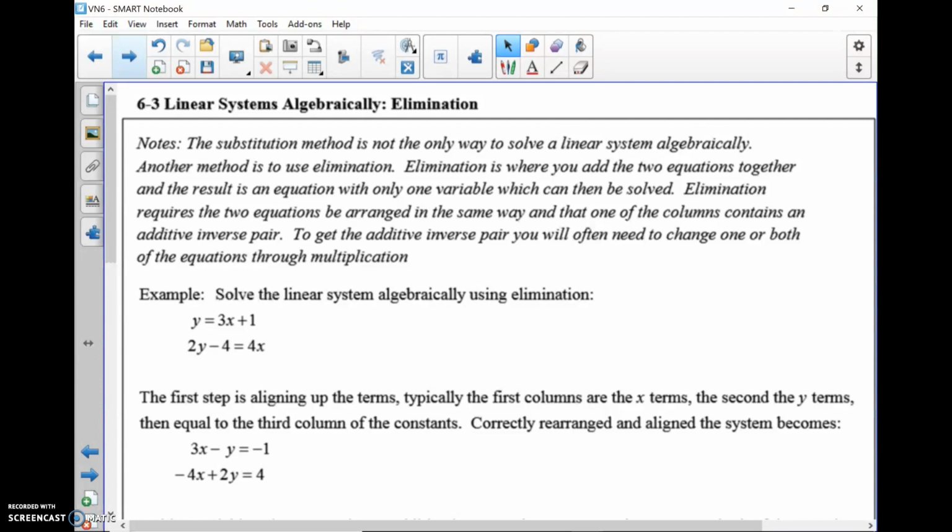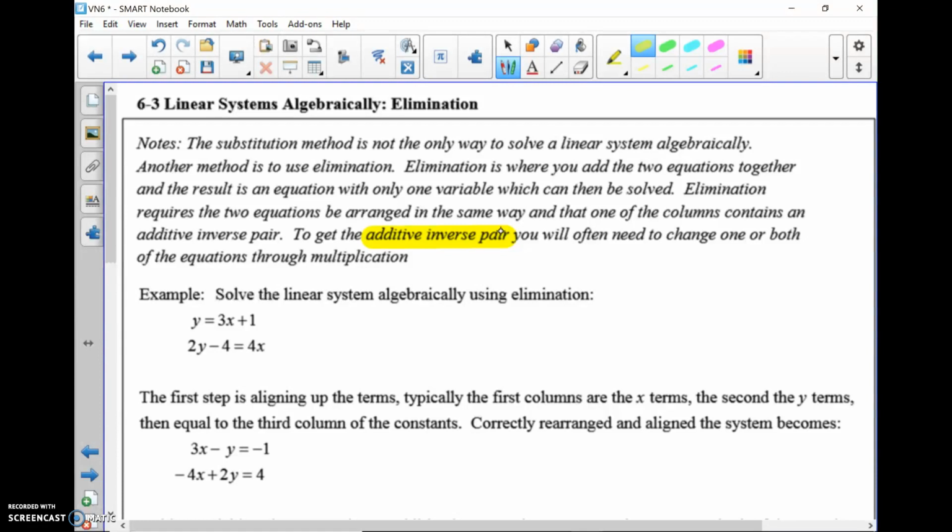Some people refer to it as the addition method. Because basically what we're going to do is add the equations together. And while we're adding them together, we're hoping that one of the variables cancels out. So a big part of this is the concept of additive inverses. Because if I want things to cancel out through addition, they need to be additive inverse pairs.